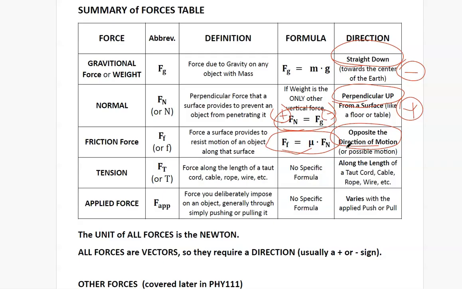Tension, F sub t, this is a force along the length of a taut, in other words tightened, cord, cable, rope, wire, even a thin rod, okay?